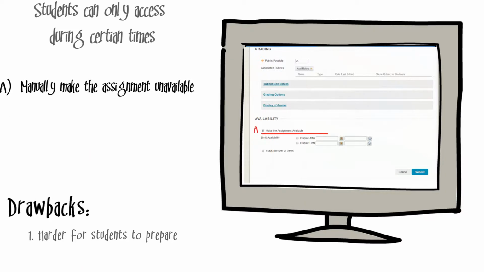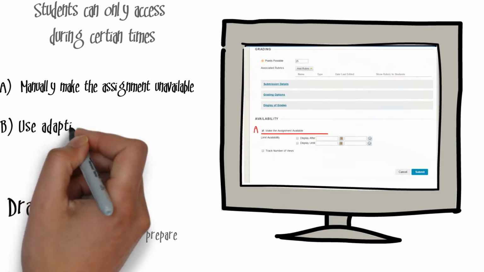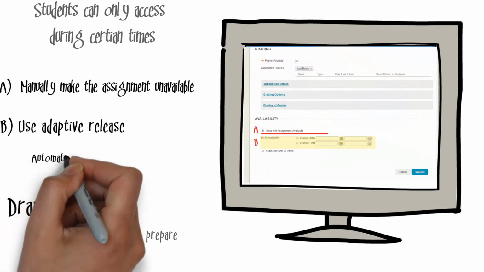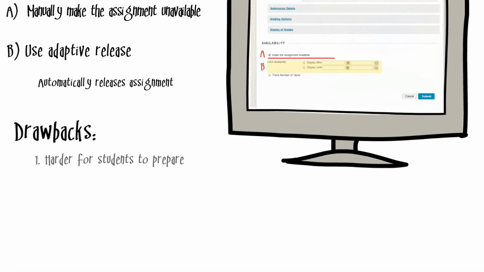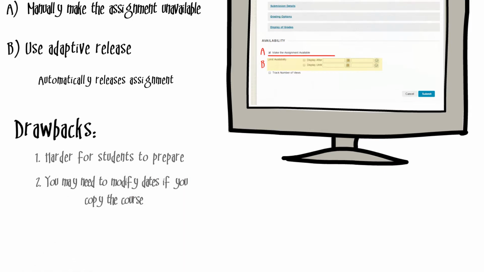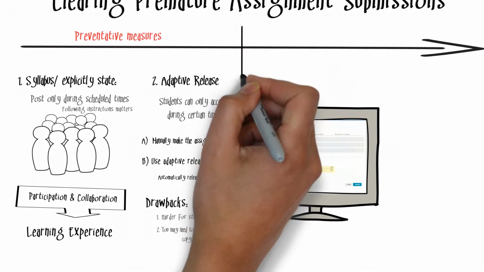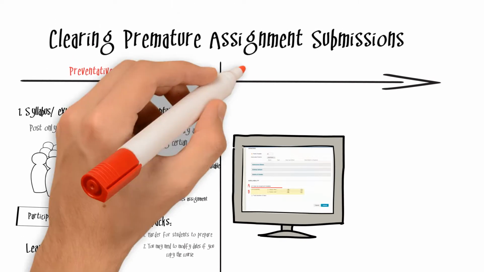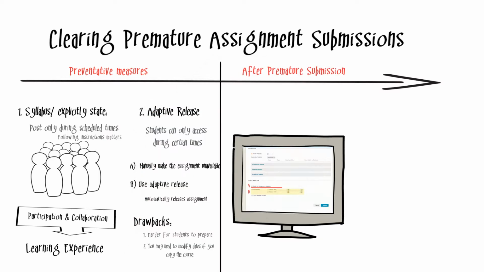Or you can use the adaptive release with the assignment to automatically reveal the assignment to the students by selecting the Limited Availability feature and selecting the date you want the assignment released. You should know that if you choose either method, you will need to modify the course if you copy it in semesters to come. These options are great for discouraging premature submission. Still, on occasion, a student may accidentally submit the wrong file or still submit prematurely.